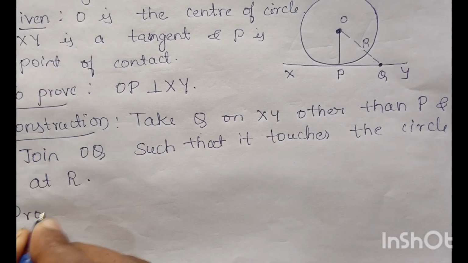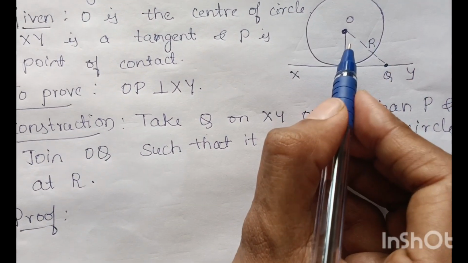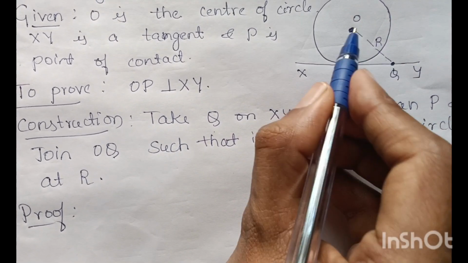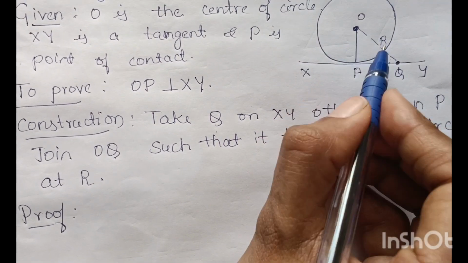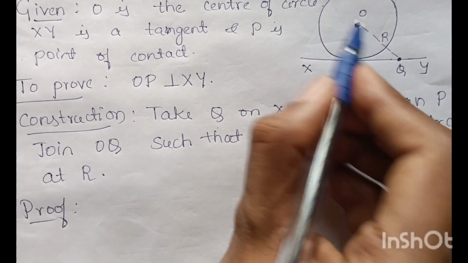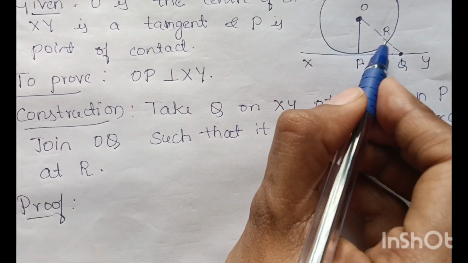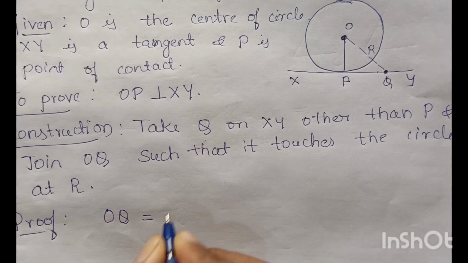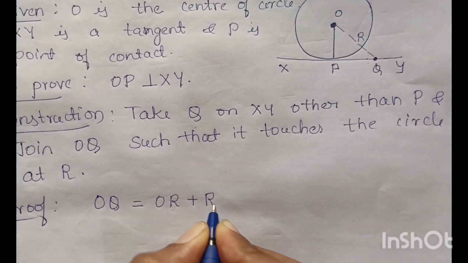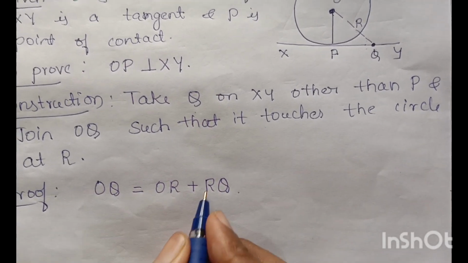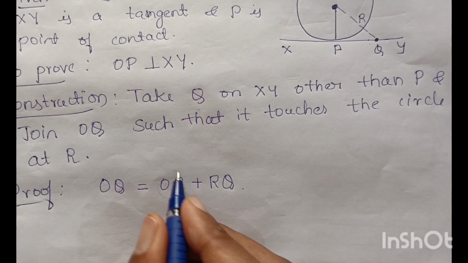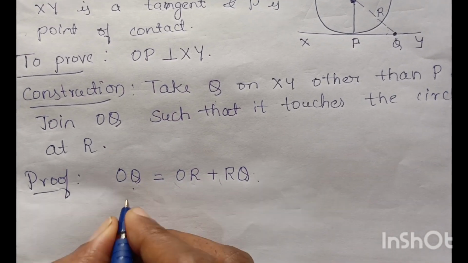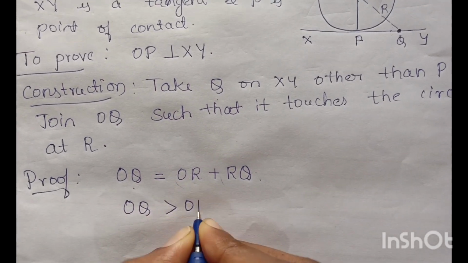So now the proof. See the proof here. Here I draw the other point Q other than P. So OQ is a line. How did you get OR plus RQ? Correct? So OQ is equal to OR plus RQ by construction. From these, this is one complete whole and these two are the parts. We know that the whole is always greater than the part. So OQ is greater than OR.